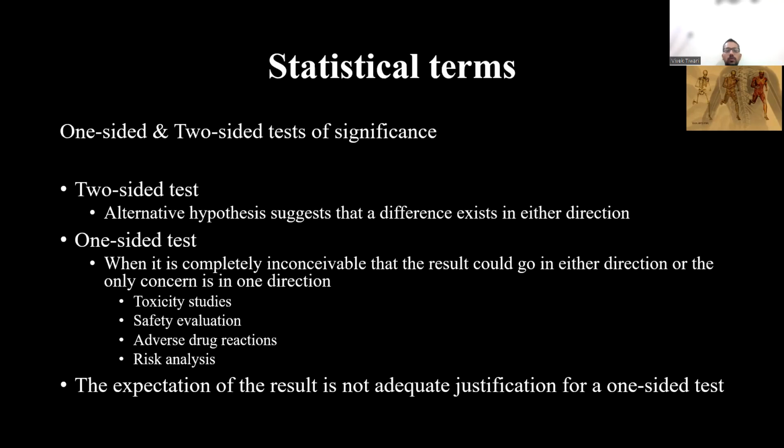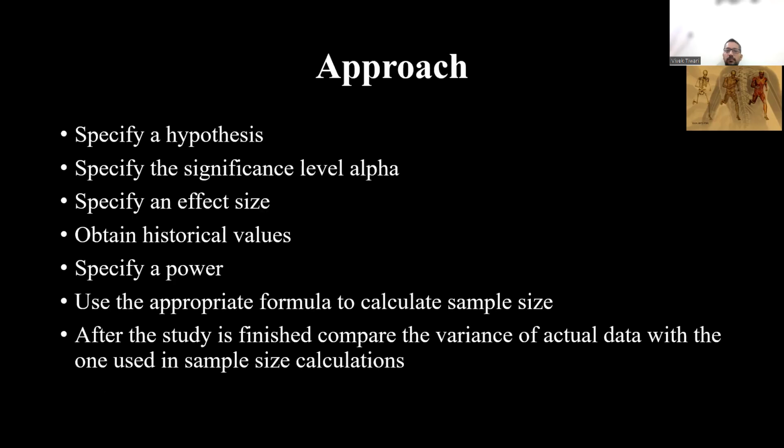We need to know whether we need to employ one-sided or two-sided tests of significance. The two-sided tests are used when an alternative hypothesis suggests that a difference exists in either direction. On the other hand, one-sided tests are used when it is completely inconceivable that the result could go in either direction or the only concern is in one direction. Examples are toxicity studies, safety evaluation studies, adverse drug reaction studies, and risk analysis studies. The expectation of the result is not an adequate justification for a one-sided test.